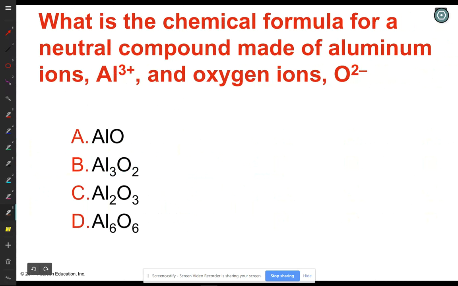So when we make a molecule, we probably want to make a neutral molecule, just like we want to have neutral atoms. And so here is a kind of tough question. What's the chemical formula if we want to make a neutral compound that's made of aluminum? The aluminum is happy to give up 3 of its electrons, so it has a +3 charge. And oxygen really wants 2 more electrons, so it's going to have a charge of -2 if it can. What compound can we make that's going to have a net charge of 0 out of those?